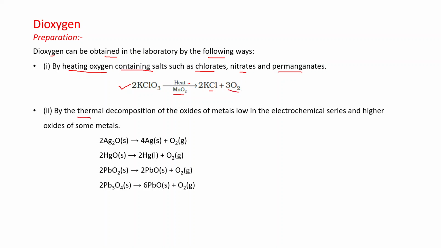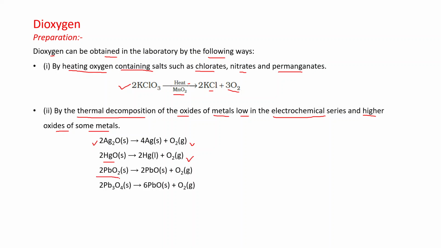Another one is by the thermal decomposition of the oxides of metals low in the electrochemical series and higher oxides of some metals. For example, silver oxide, when heated, will give oxygen. Mercury(II) oxide, when heated, will give oxygen. Now we can say this is the higher oxide of lead.